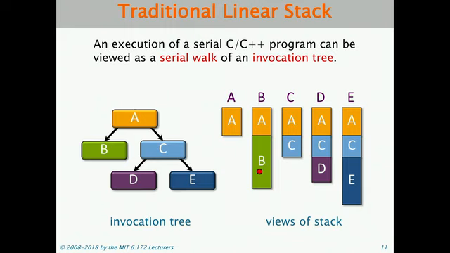And all of these views here share the same view of the stack frame for A. And then for C, D, and E, they all share the same view of the stack for C. So this is how a traditional linear stack works when you call a serial C or C++ program. And you can view this as a serial walk over the invocation tree.